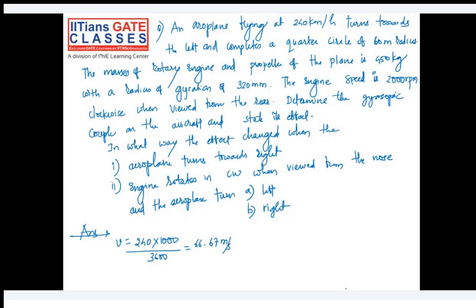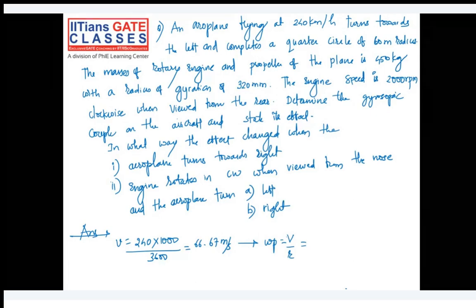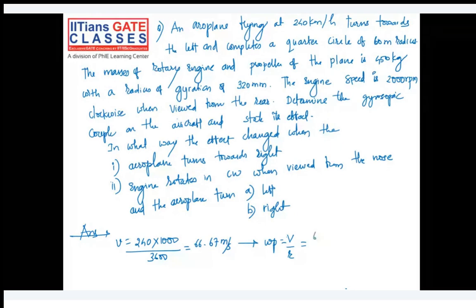Apart from that, what will it help you with? It will help you to calculate omega p, because omega p is equal to v by r. It turns towards the left and completes a quarter circle of 60-meter radius. So the radius is also given to you. Velocity we have just calculated, so omega p you should be able to calculate: 66.67 divided by 60, which is 1.11 radian per second. Okay, so this first part is clear.